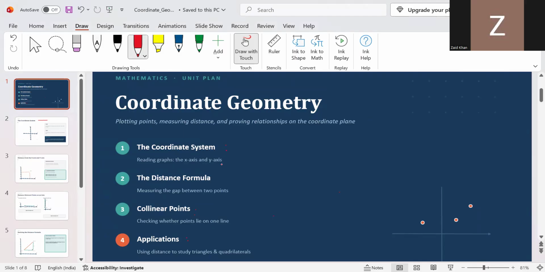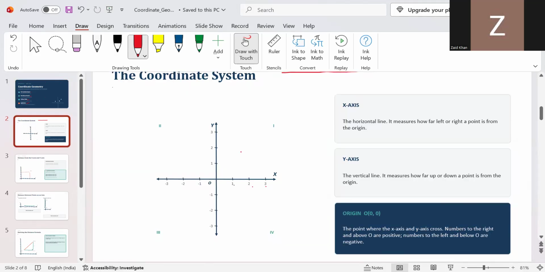What is the coordinate system? Distance formula, collinear points, and if we have the time, we will discuss the application of the distance formula. All these four topics we will cover in this class. So hopefully you are curious to know what the coordinate system is. This might be new for you, or most of you have studied it in previous classes. So let's start with the coordinate system.